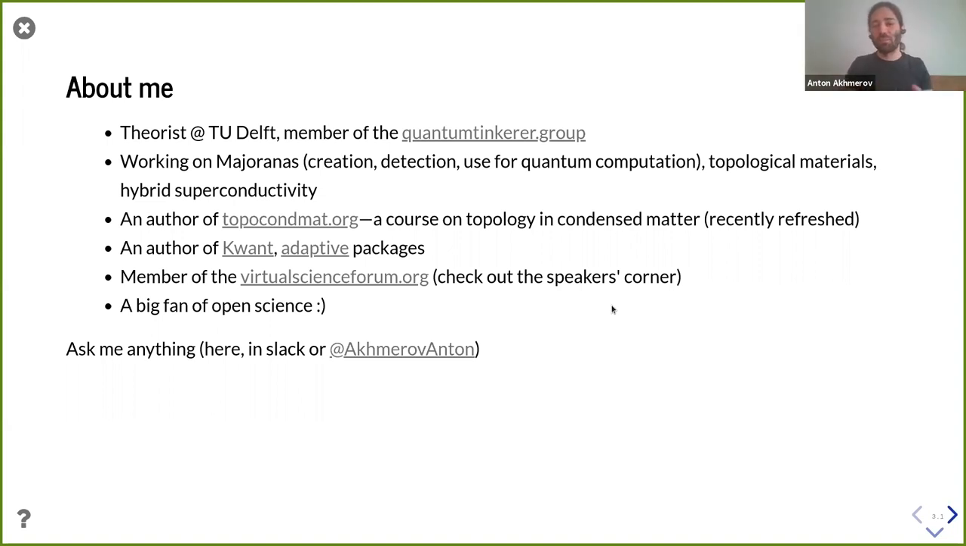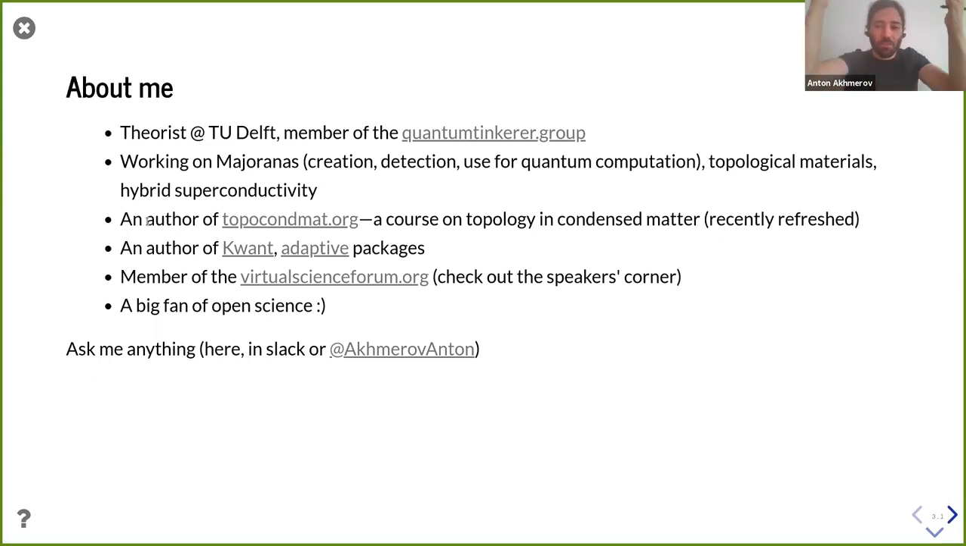How do we create Majoranas? How do we detect them in a reliable way? And I think something that's perhaps most interesting is how do we use Majoranas for quantum computation? Through this, I also touch the topics of topological materials, although certainly not as deep as many of the speakers at this school, and hybrid superconductivity. Some time ago, together with a few colleagues, I authored an online course on topology in condensed matter. I'm not sure if you saw it before, but recently I have refreshed it, went through the code and the website design. So you may find it useful as a reference.